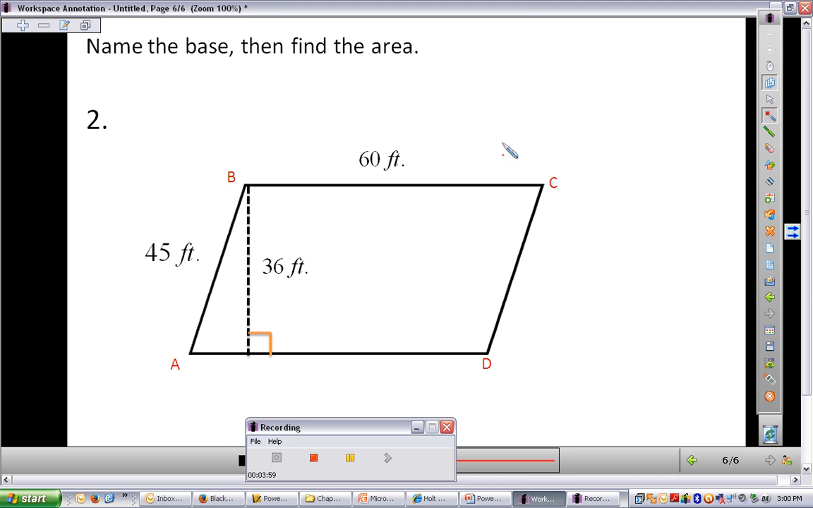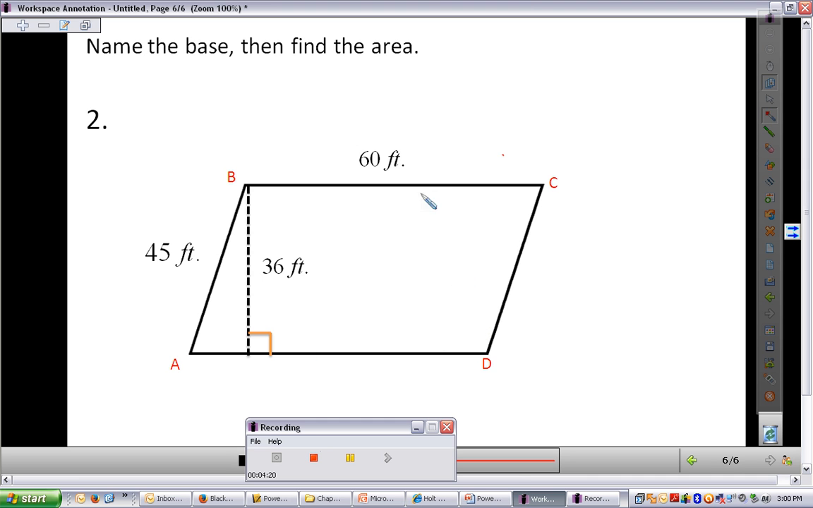Moving on. I first want to name the base of this parallelogram, and then I want to find the area. So see, this time on this parallelogram, I have multiple sides that are labeled. So I have segment BC is 60 feet. I have segment BA is 45 feet. And I have this right here. This looks to be my altitude. Again, it starts at a vertex, forms a 90-degree angle at the side opposite. So this segment is my altitude, therefore making AD my base.